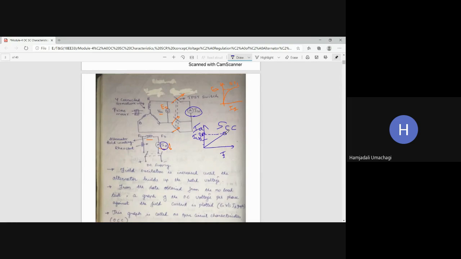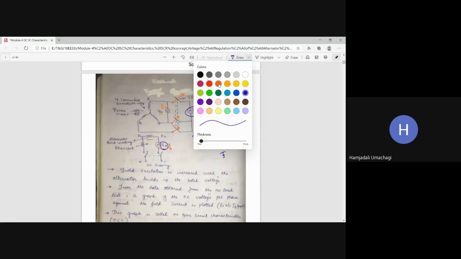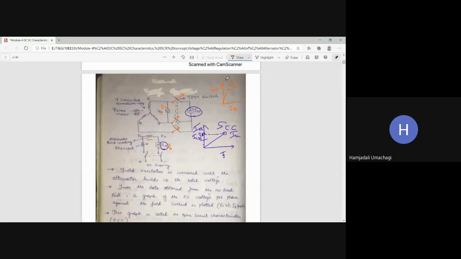And now this is your short circuit characteristics, which will give us the information of the rated armature current. And OCC will give us information of what? Which information? V rated.